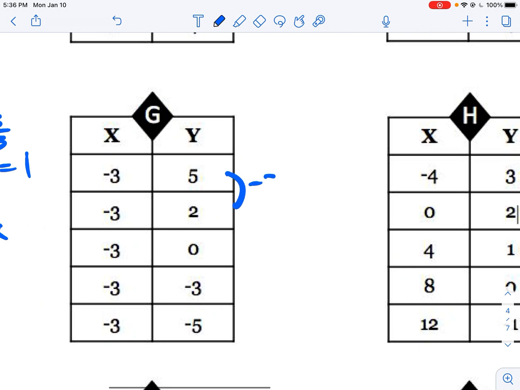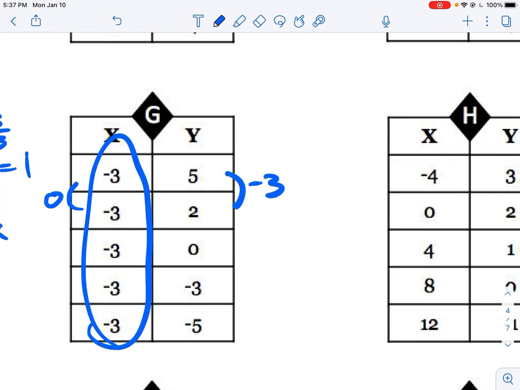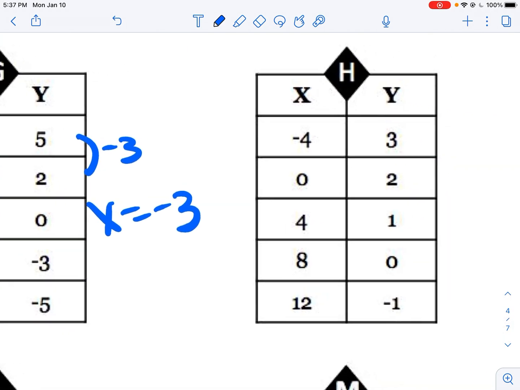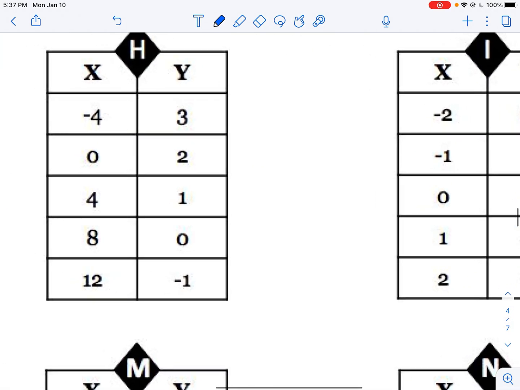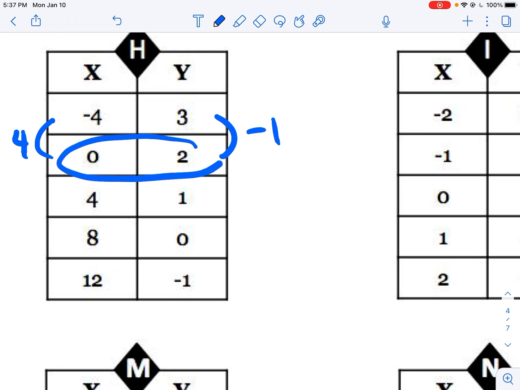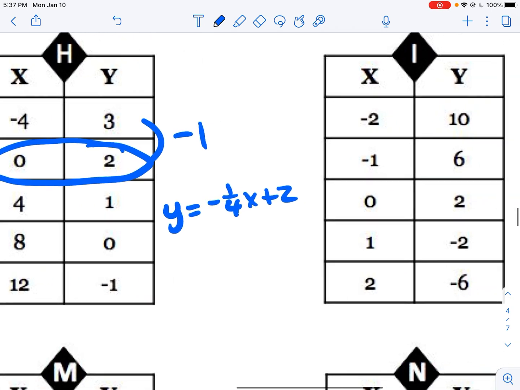Here, I went down by 3. Right here, it's exactly the same. It didn't go anywhere. All the x's are exactly the same. So my equation is x equals negative 3. This one, I go down by 1. This one, I go up by 4. My y-intercept is right here. So y equals negative 1/4 x plus 2.